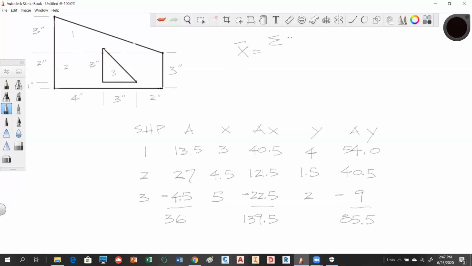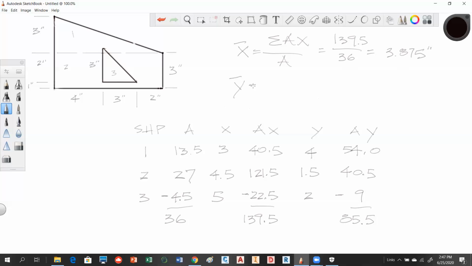Okay, so the x bar distance is the sum of the Ax's divided by A. So we have 139.5 divided by 36 gives us 3.875 if you carry it out.